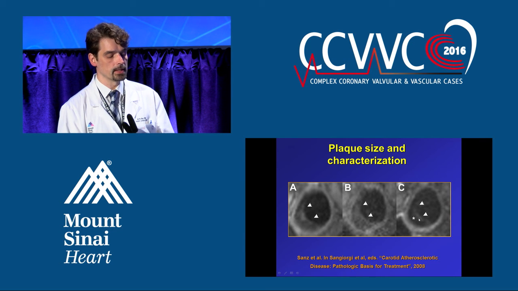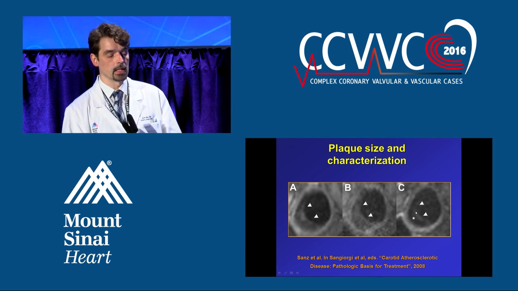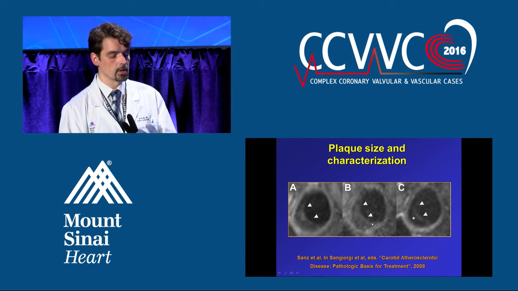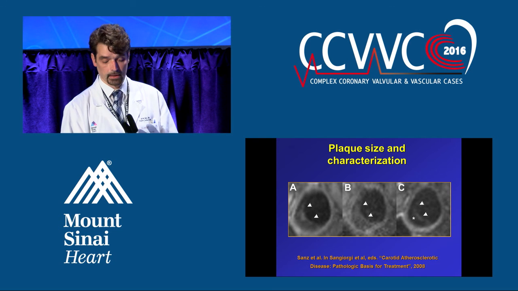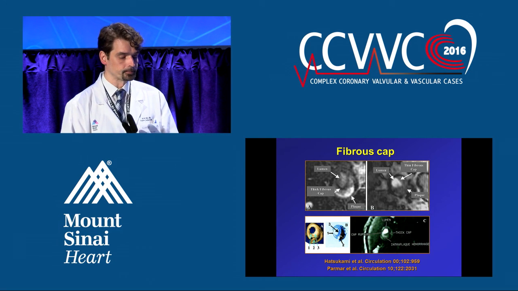And if you look at this, this is the same plaque image in 3 different ways. Here you can see, for example, there's a little bit of a bright area, this one is much more homogeneous, and this one here has a dark area. This dark area actually is a lipid core. So by using what is called multi-contrast MRI, which is not because it uses contrast, but just because we look at it in different ways, you can characterize the composition of the plaque.